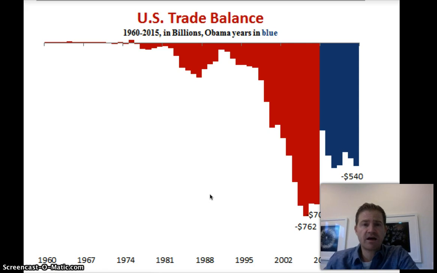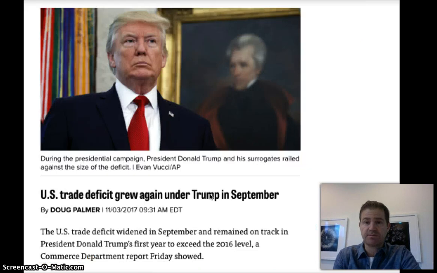So here we have the trade deficit in billions, and you can see that the Obama years, if you're trying to give him a grade, are in blue. That means that the red years are Bush before him and then Clinton. And so again, give him a grade on trade balance. It looks like he improved the trade deficit. Definitely still a deficit, but not as big as it was.